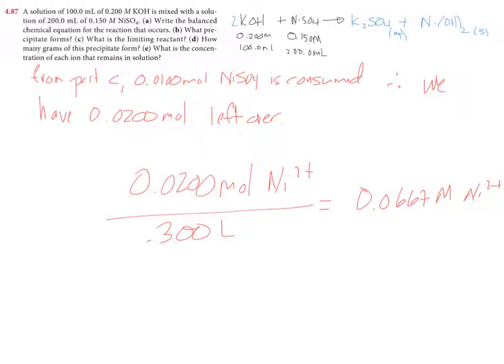Now calculating the nickel ion concentration is probably the most involved one of all. But when we look at part C, we found out that we're going to use 0.01 moles of nickel sulfate. Well, we had 0.03, we used 0.01, and all of that nickel that got used went into the precipitate, but we have 0.02 moles of nickel ions left over. And so dividing that number by the volume is going to give us the concentration of nickel ions once this reaction is done.